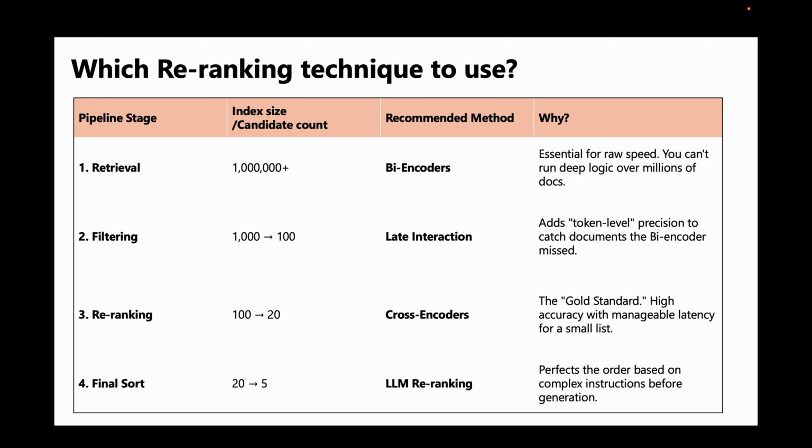As a rule of thumb, for 100 to 1000 candidates, you should use late interaction. For 20 to 100 candidates, you should use cross encoders, and for 5 to 10 candidates, you can consider LLM based re-ranking. However, depending upon your use case's unique latency and accuracy requirements, you must evaluate these approaches either individually or together as a cascading ranking pipeline.